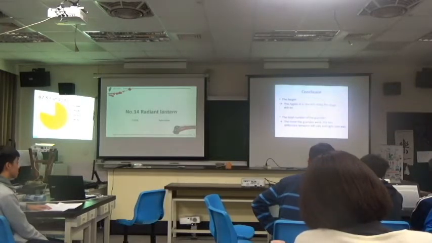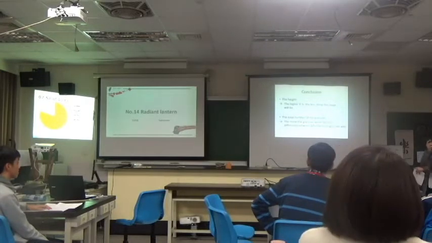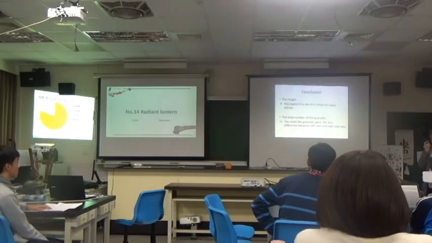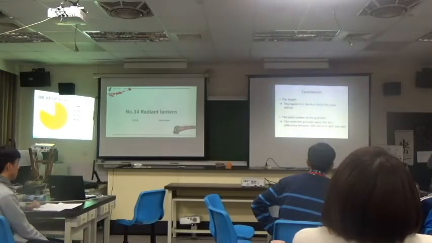Okay, so here comes our conclusion. First is about the height. The higher the funnel is, the less steep the slope will be. And then the total number of granules: the more granules there were, the less difference between the left side and right side there was. Thank you.